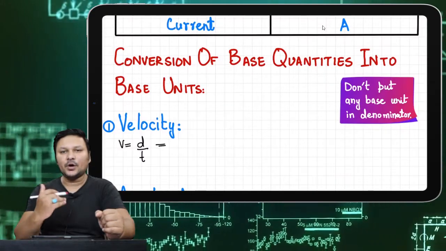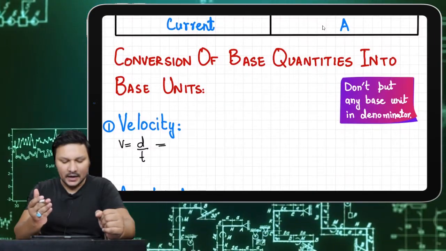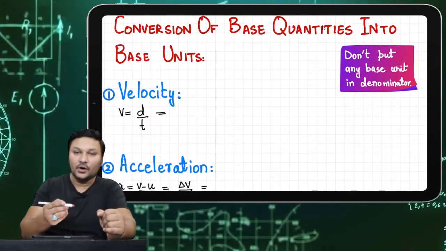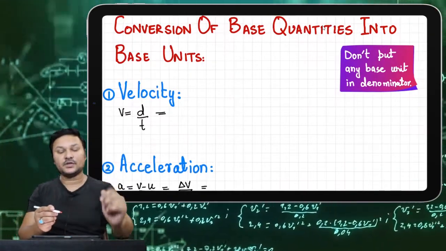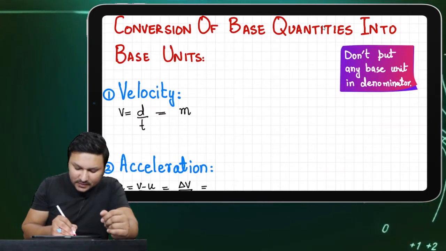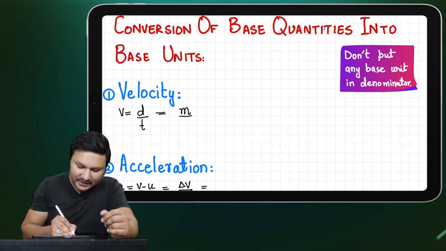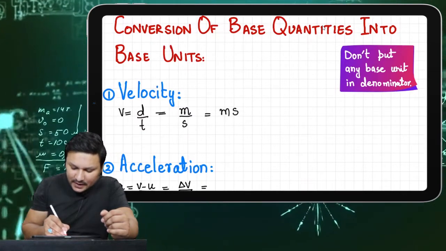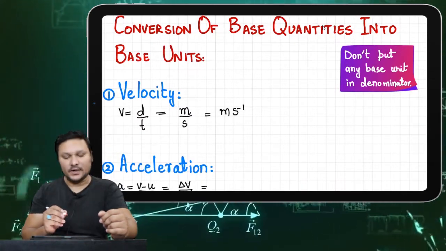So I have written down all the quantities which are commonly asked and the formula of the quantities. If you talk about velocity, the formula for the velocity is displacement upon time. So the base unit of displacement is meter and the time is second. Nothing into the denominator and it becomes ms minus 1.